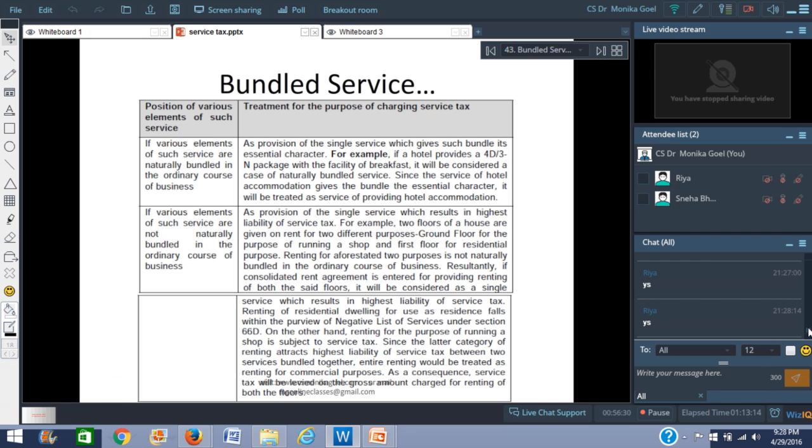Right? So this is about bundled service. We'll be dividing it into two parts, whether it is naturally bundled or when it is not naturally bundled. If it is naturally bundled, then we take the basic character of the service, and if it is not naturally bundled, then we take it at the highest of all the rates. Right? Clear?